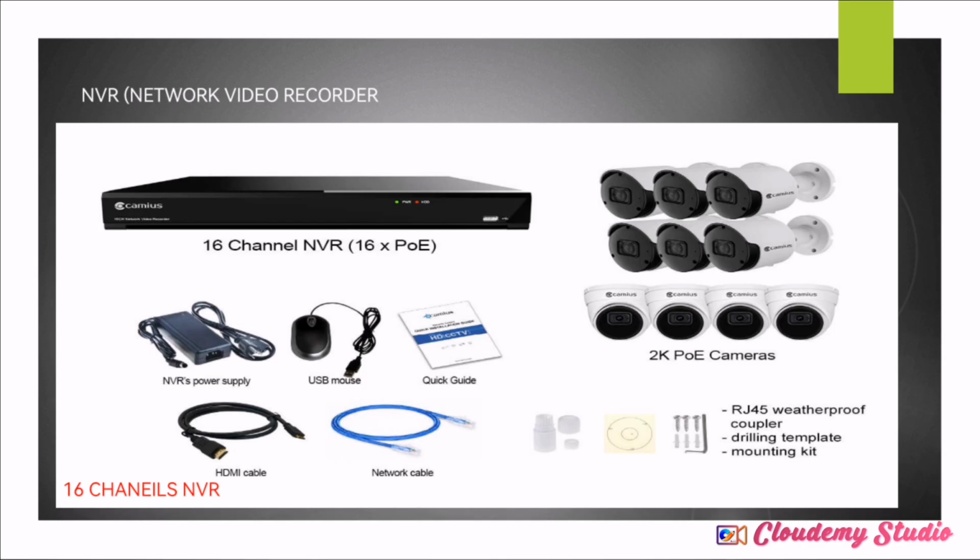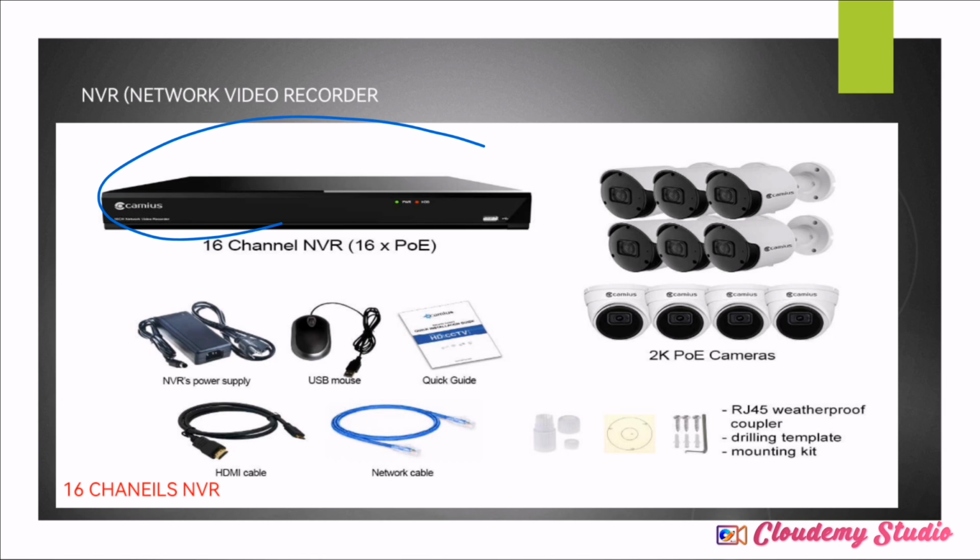So these are components of the CCTV. This is another type of NVR that has 16 channels, meaning it accepts up to 16 cameras. Not to waste much time, you understand what 2 channels, 4 channels, 8 channels, 16 channels mean. So here, as you can see in this diagram, we have this NVR that has 16 channels. It accommodates up to 16 cameras.